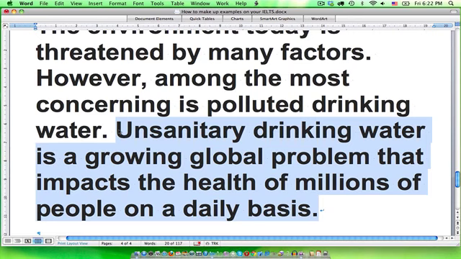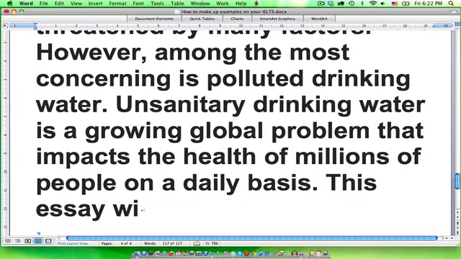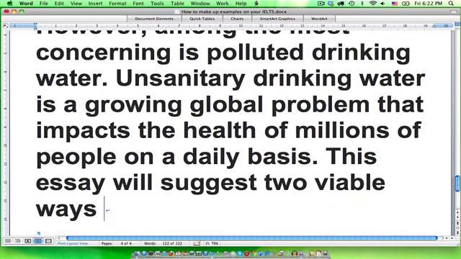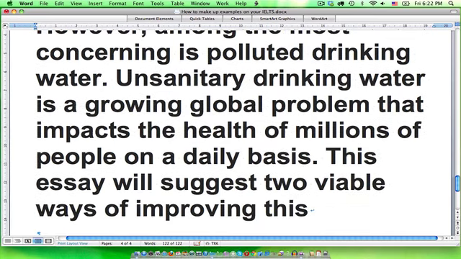on a daily basis. Okay, now we need some sort of sentence, the outline sentence, to kind of perform the function of declaring an outline for the essay. So let's say this essay will suggest 2 viable ways of improving the situation. And if you wanted to be more specific and state the 2 ways that we had brought up before, you could. I'm not going to do that here, but so basically the examiner will read through this introduction paragraph.